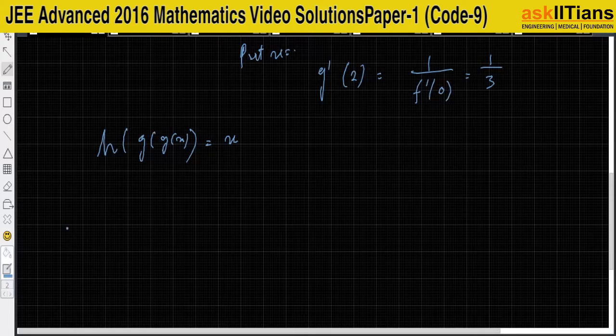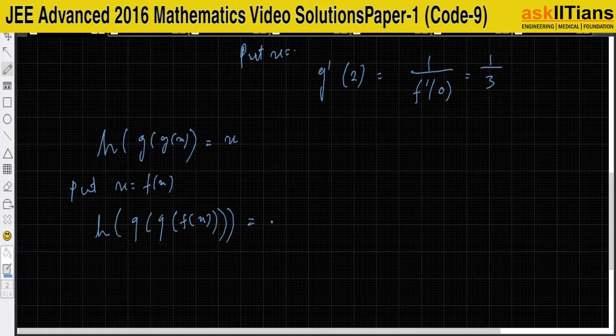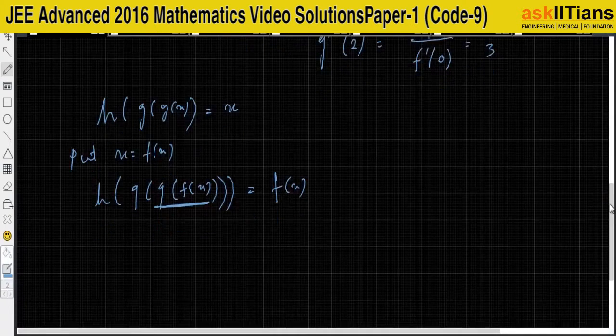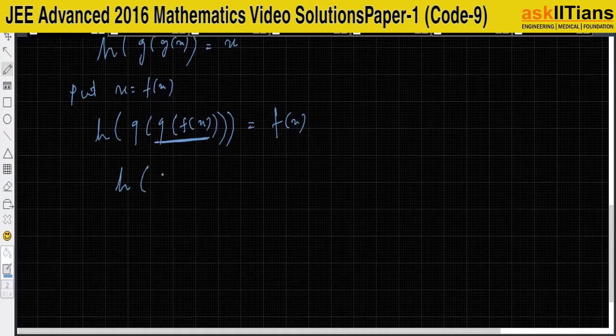Alright, now what I'll do is I'll replace x by f(x) on both sides. So I'll get h of g of f(x) equal to f(x). Now I know that g of f(x) is nothing but simply x. That's already given in the question. So again I can write this term as h of g(x), and this is equal to f(x).